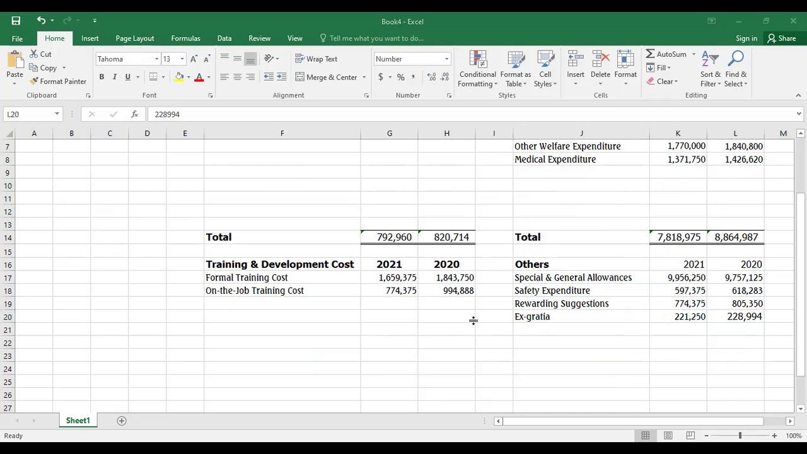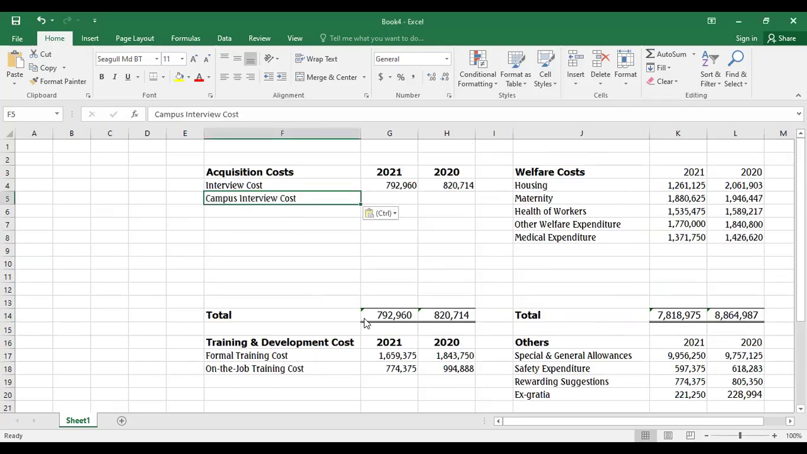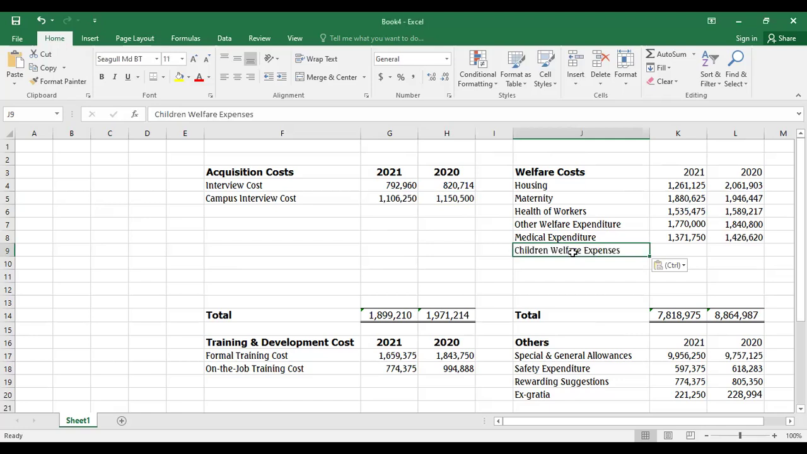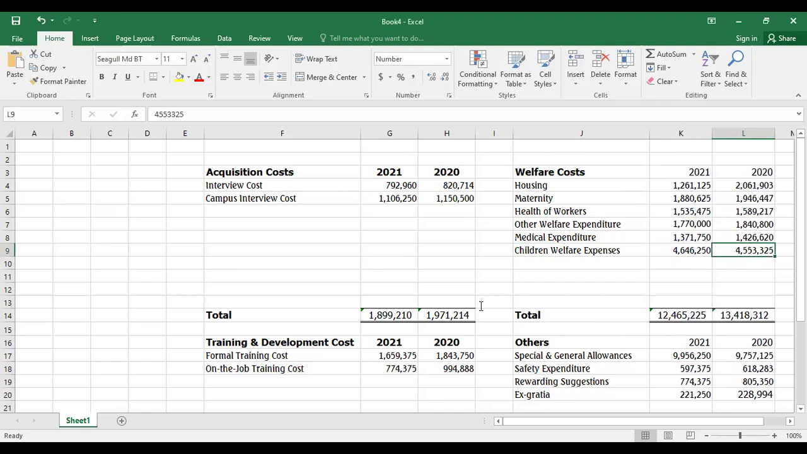Campus interview, clearly acquisition. And how much are we talking about here? I think it's over 1 million. Clearly acquisition. Then we have this, followed by children welfare expenses. So that's welfare. Those figures are now adding up. They're adding up clearly.